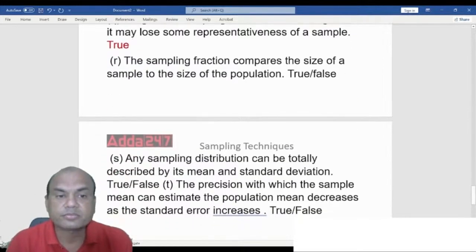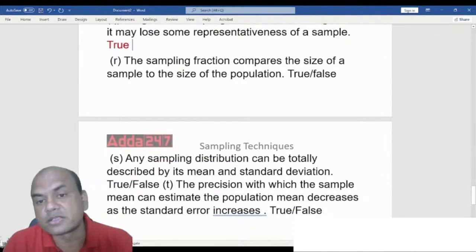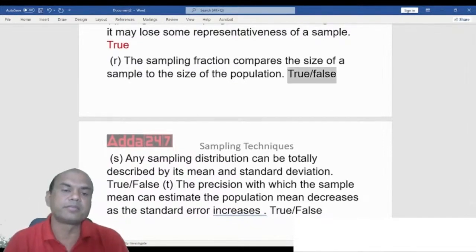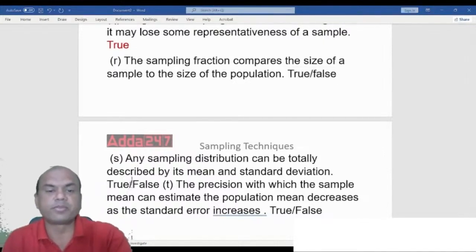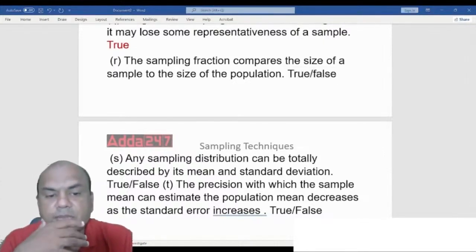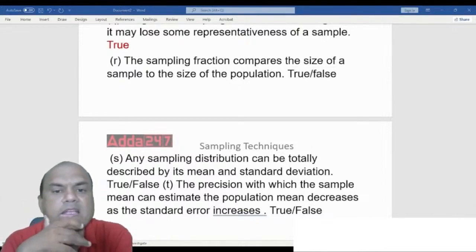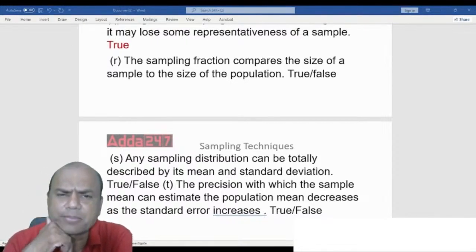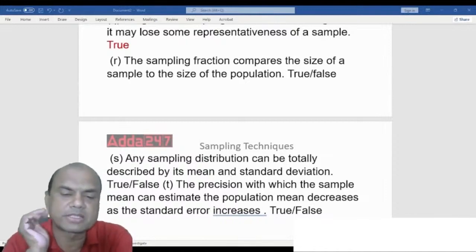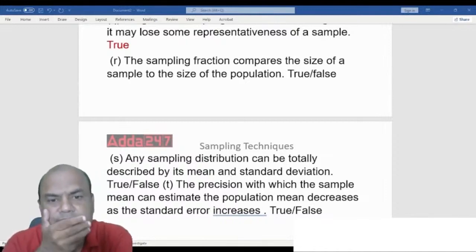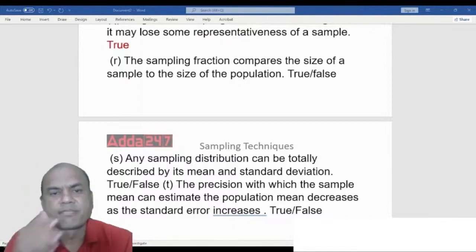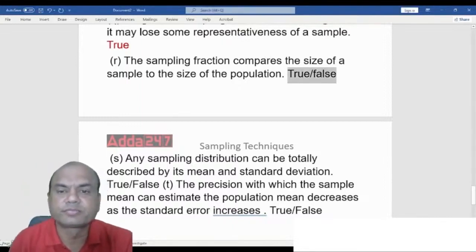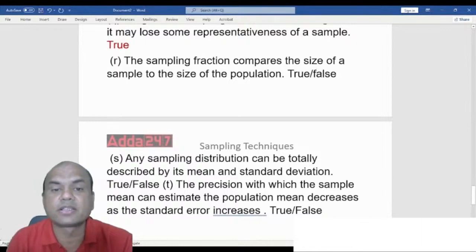Next one. The sampling fraction compares the size of the sample to the size of the population. Now this you must definitely tell me this answer. Sampling fraction compares the size of the sample to the size of the population. Yes, it is true. That is the meaning of this sampling fraction.